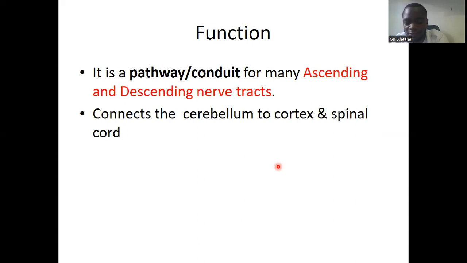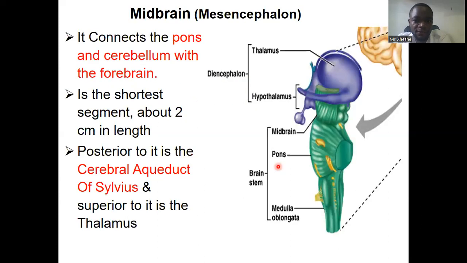Or simply ascending and descending. Or you can simply say afferent and efferent. You are still correct in that. There is no harm in saying it that way.